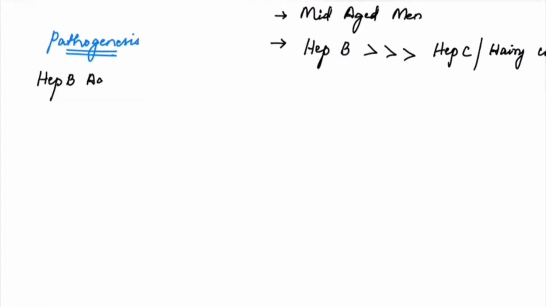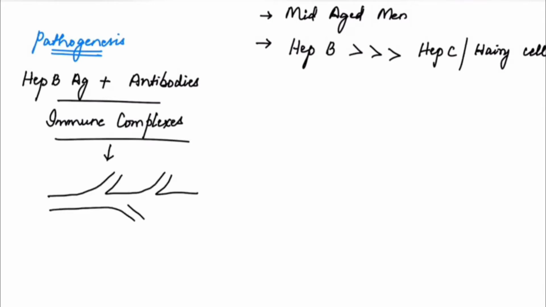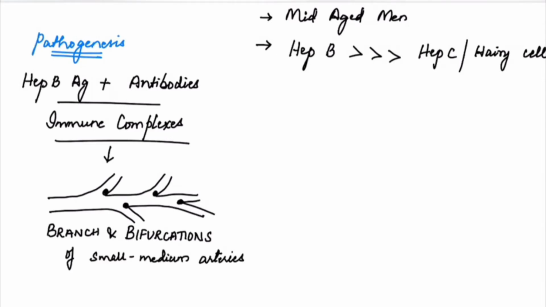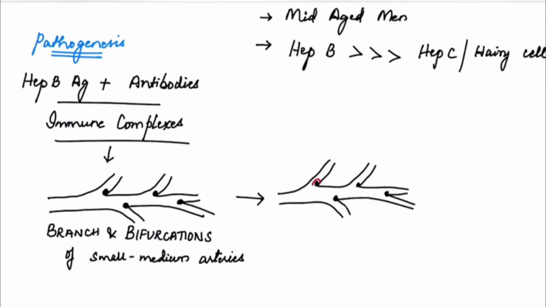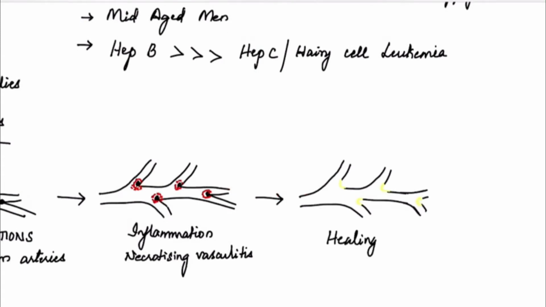The hepatitis B antigen acts as a trigger against which antibodies are released. Now these two will form immune complexes, and these immune complexes will circulate in the blood vessels, and then they will finally deposit, especially at the branchings and at the bifurcations of small to medium sized arteries. So this point is important to remember. Now once they get deposited, they will elicit an inflammatory reaction. So this inflammation will lead to necrotizing vasculitis, and finally the inflammation heals by collagen deposition.